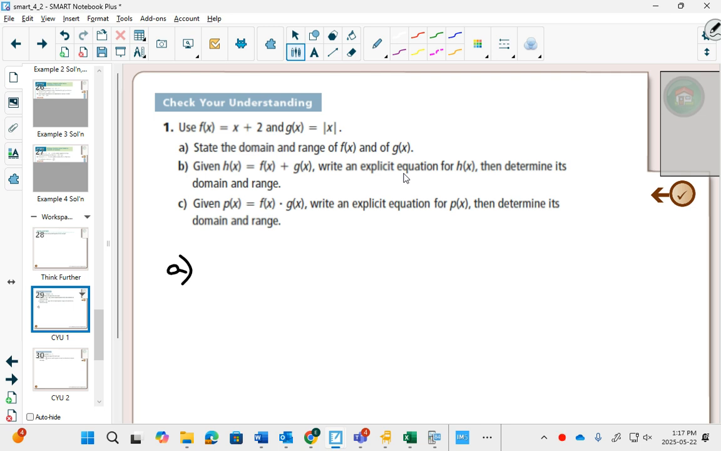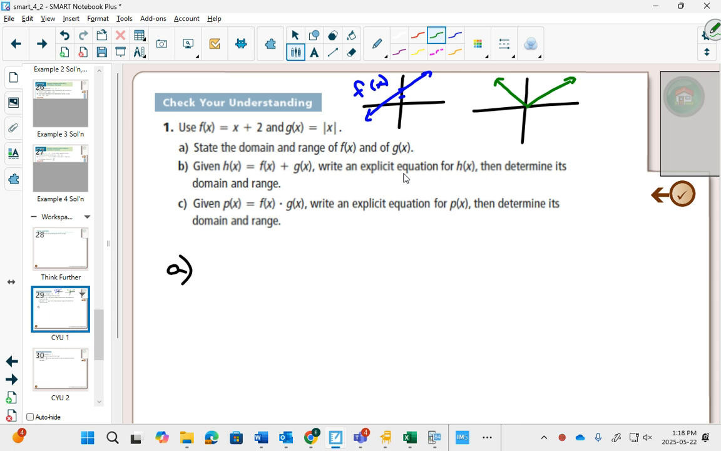So one of the things you can think of is you can think of these graphically. I'm going to do f of x here in blue. That's the graph of f of x. And I'll do g of x in green. We can think about those graphs.